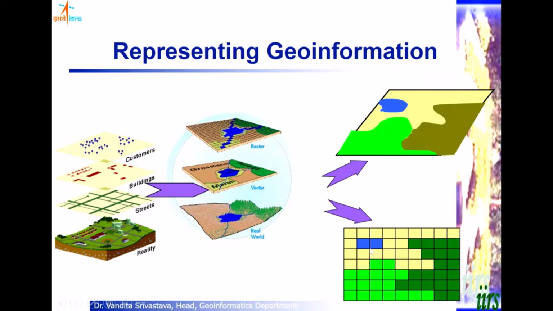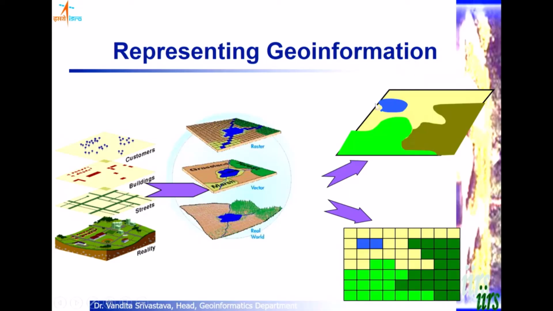If you are talking about something that is very continuous in nature, those continuous phenomena are usually called fields, such as temperature, elevation. These are all continuous fields, so they can be represented better as raster representation. While the things that are much more crisp and man-made kind of structures, which have crisp boundaries, are called objects. They can be represented better as vector.